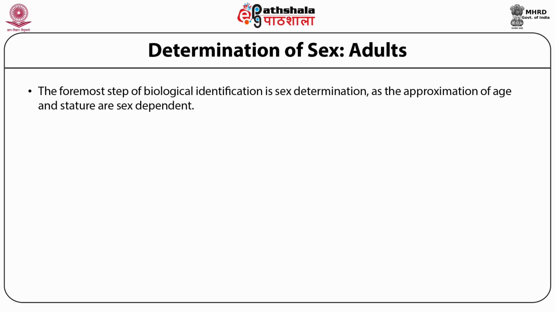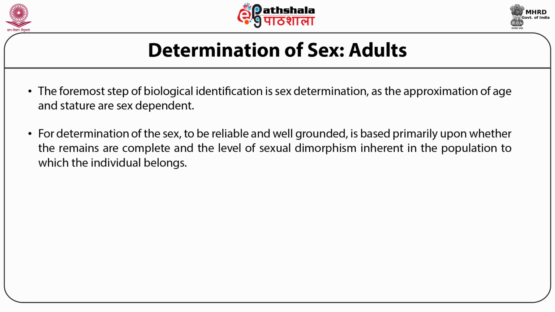The foremost step of biological identification is sex determination, as the approximation of age and stature are sex dependent. For determination of the sex to be reliable and well grounded, it is based primarily upon whether the remains are complete and the level of sexual dimorphism inherent in the population to which the individual belongs.